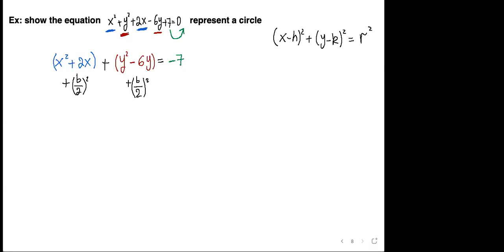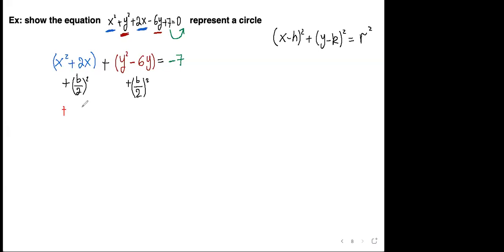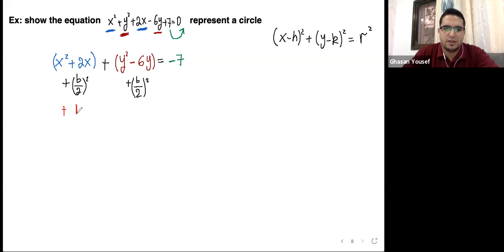Let's go ahead. It's going to be x squared plus 2x. What is b here? 2 over 2 squared, which is just 1. Exactly, so I get 1 squared. So I have to add 1 squared for this side, then I have to add 1 squared for this side.